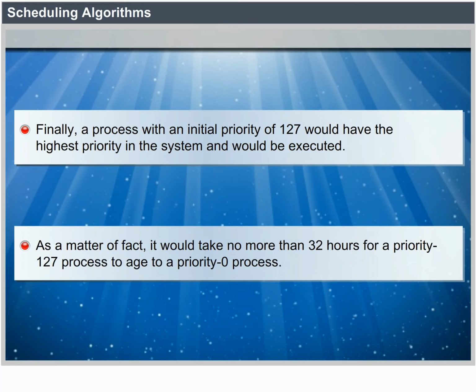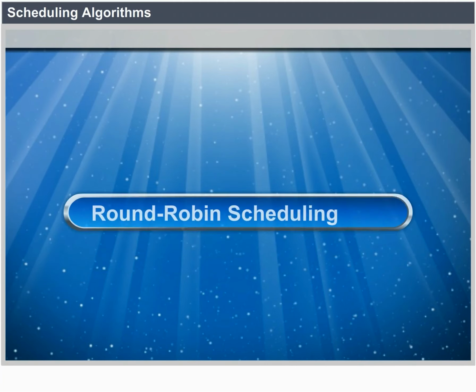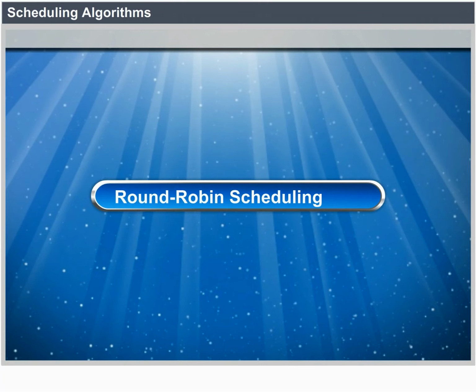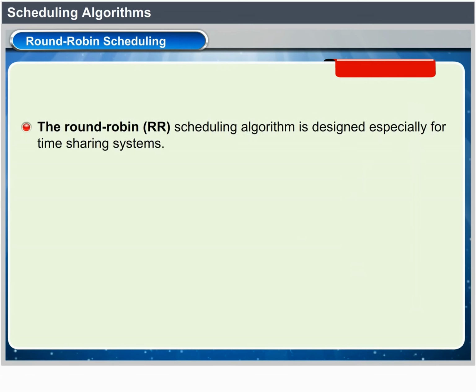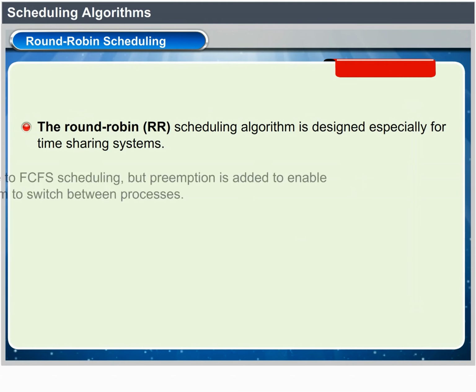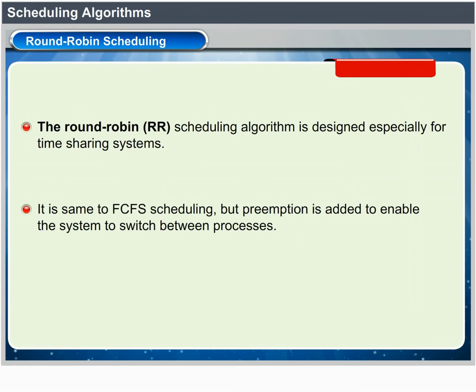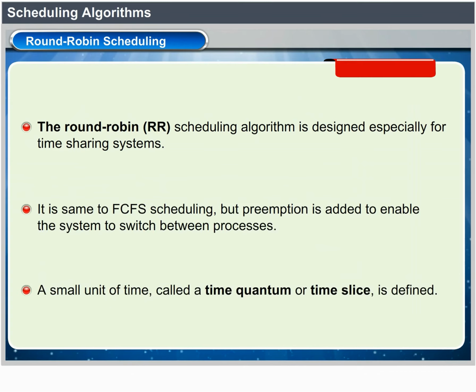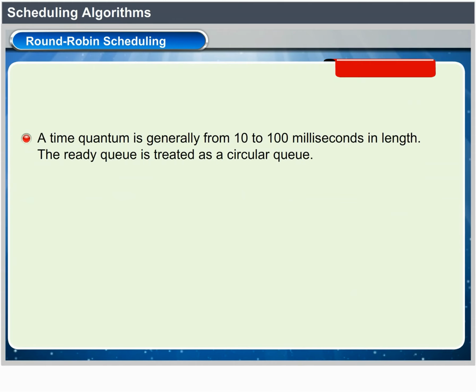Round-robin scheduling. The round-robin (RR) scheduling algorithm is designed especially for time-sharing systems. It is similar to FCFS scheduling, but preemption is added to enable the system to switch between processes. A small unit of time called a time quantum or time slice is defined. A time quantum is generally from 10 to 100 milliseconds in length. The ready queue is treated as a circular queue.